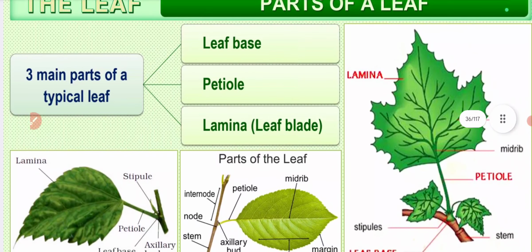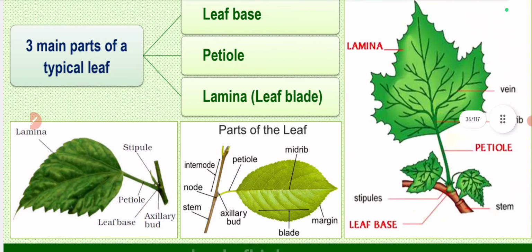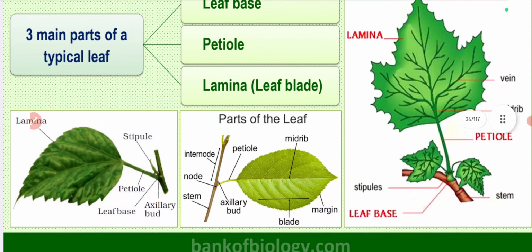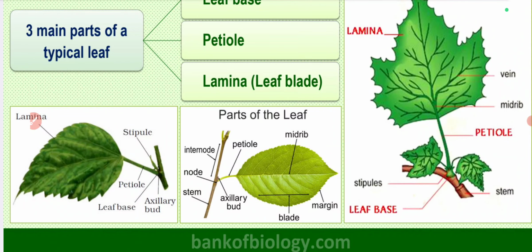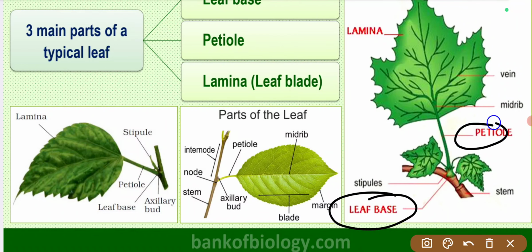There are three main parts of a typical leaf, and they are leaf base, petiole, and lamina or leaf blade. As you can see in the diagram, leaf base, petiole, and lamina. They are the three main portions of the leaf.